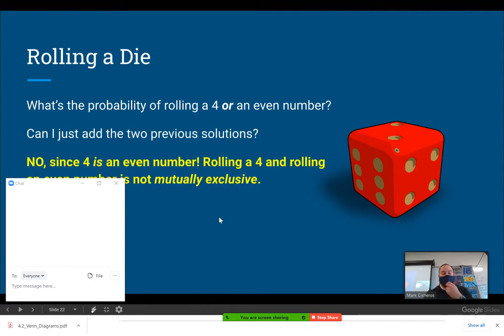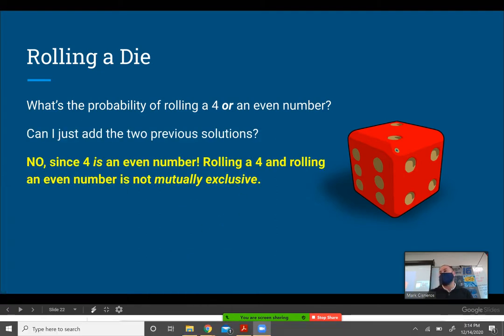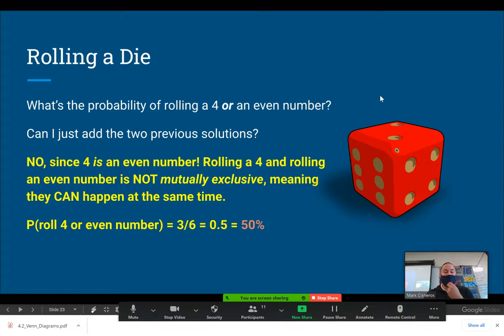Okay. Here's a term that you have probably heard of before. You probably didn't know what that means. Have you heard of the term mutually exclusive? 2 things are mutually exclusive if they can't happen at the same time. Rolling a 4 and rolling an even number are not mutually exclusive because they can happen at the same time. So we can't just add those 2 probabilities together. The solution is still 50%. There's still 3 solutions out of 6.